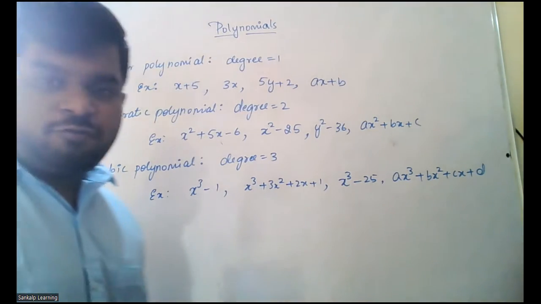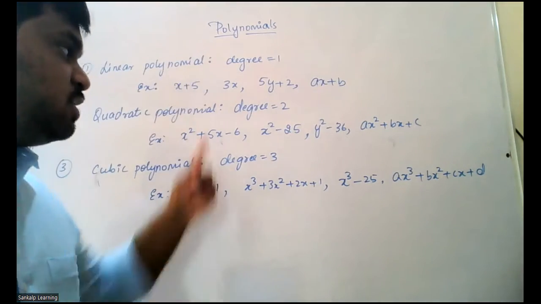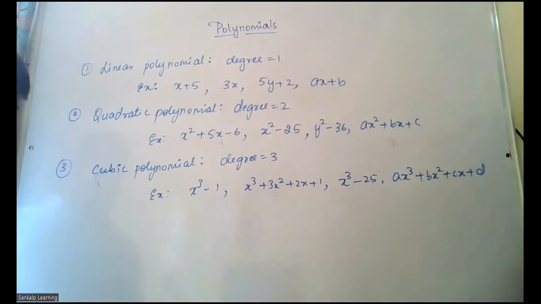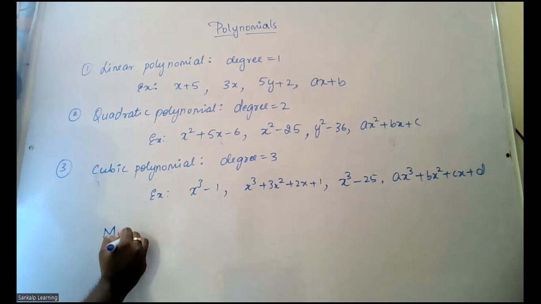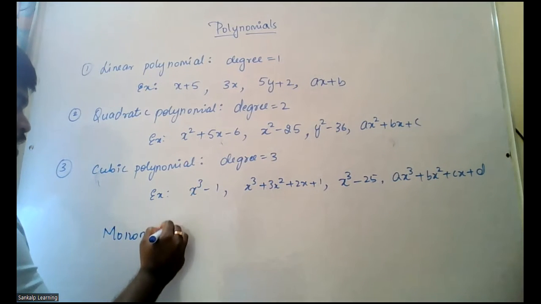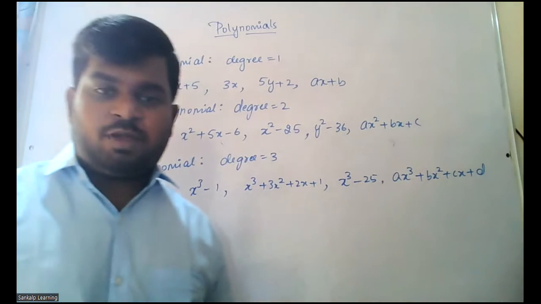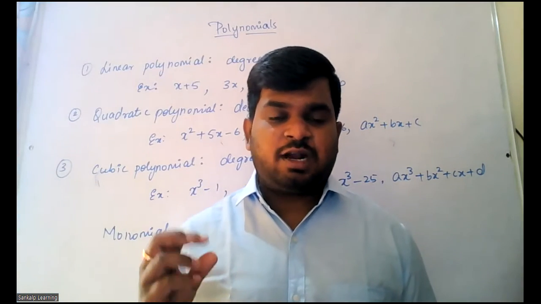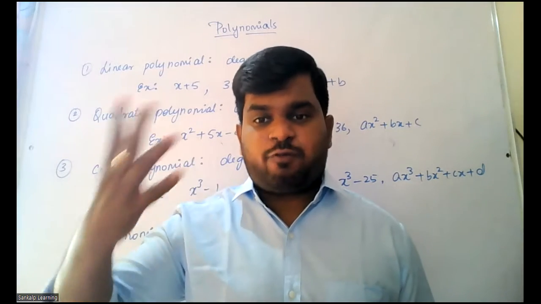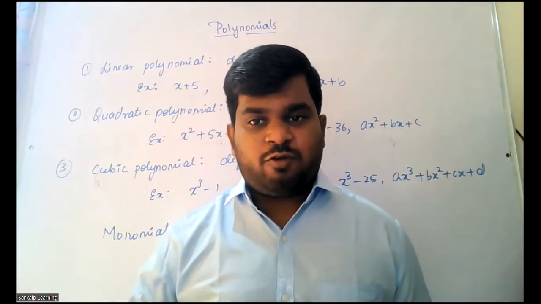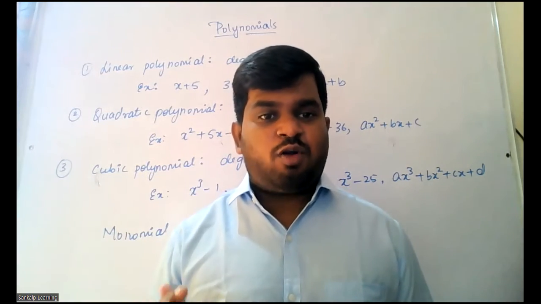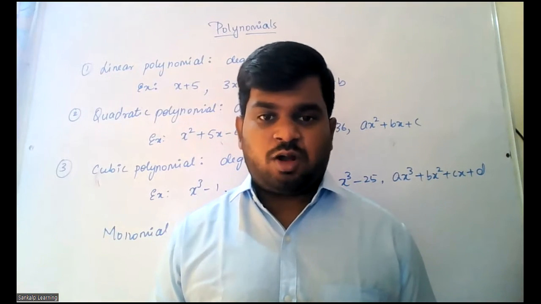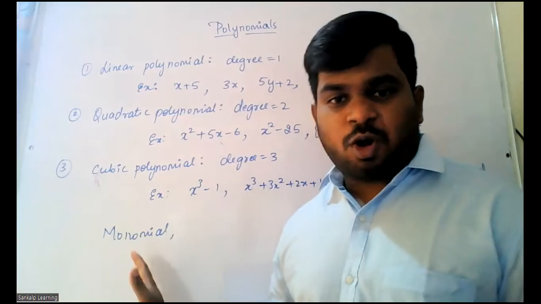Now, based on the number of terms also, we can classify the polynomial. This is based on degree. Based on the number of terms in the polynomial, we can classify the polynomials as monomial. Remember, monomial is also a polynomial. Usually, some of you would have this image that a polynomial will have 4 or more terms. If it is having less than 4, we don't call it a polynomial. If that is your idea, that is wrong. Okay. Monomial is also a polynomial.